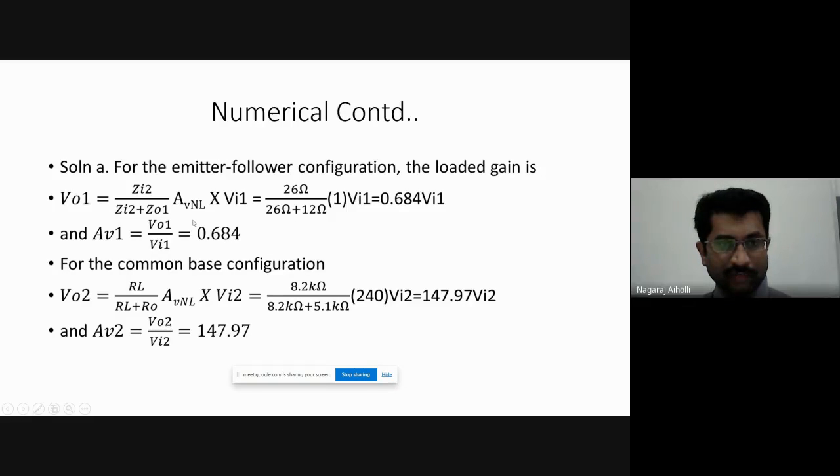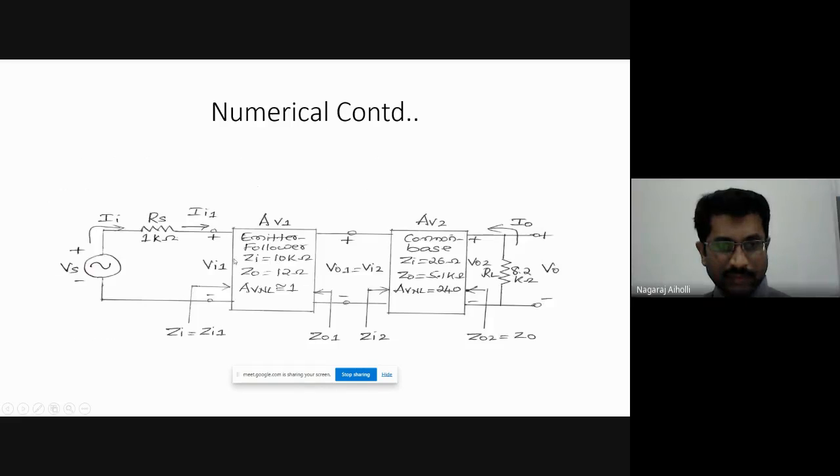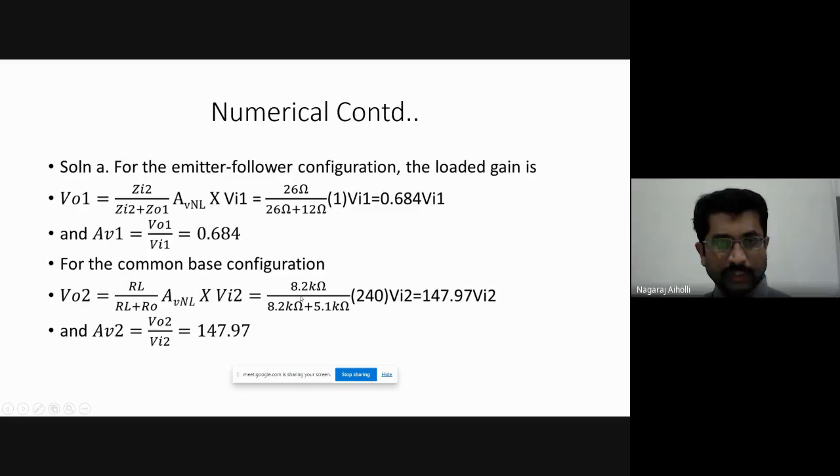Then AVNL we are finding for the emitter follower, first stage. AVNL of emitter follower is 1 approximately. Substitute that AVNL is 1 into VI1. Now simplify this part, students. 26 divided by 26 plus 12.